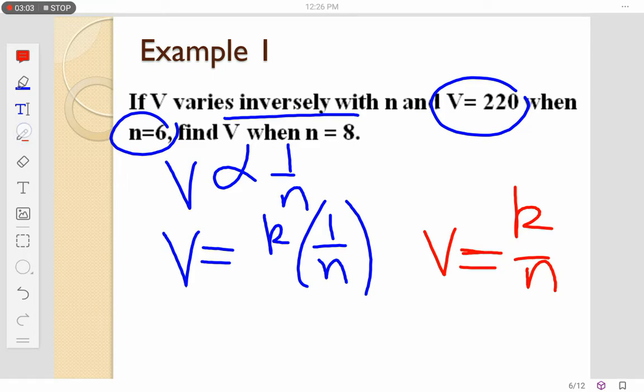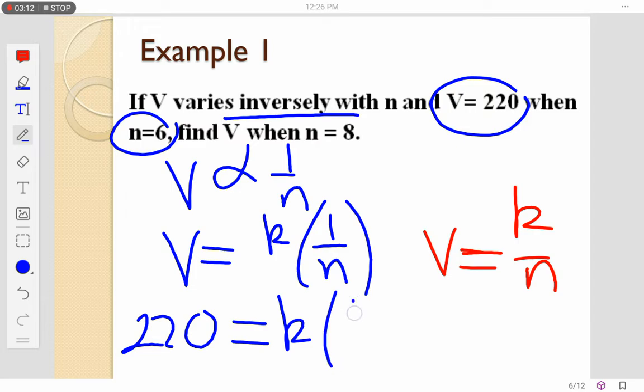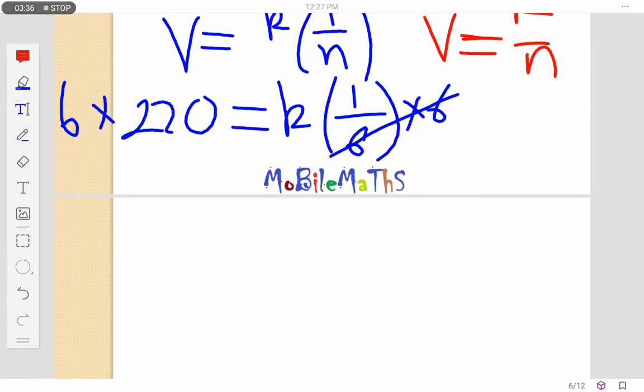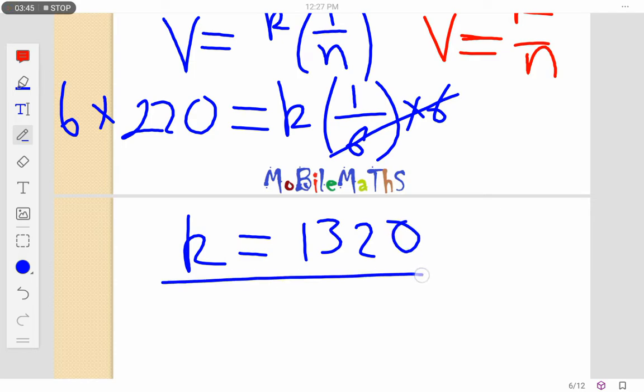Now let's substitute the values that we are given. For the first one, we are given 220 is equal to K times 1 over 6. Let's find the value of K there. We will multiply both sides by 6. This side they cancel off each other, then we have K becomes 6 times 220, which is 1,320. So that's our value of K.